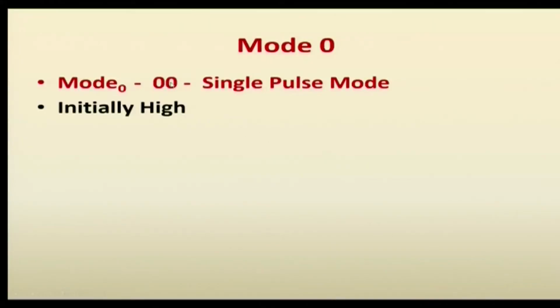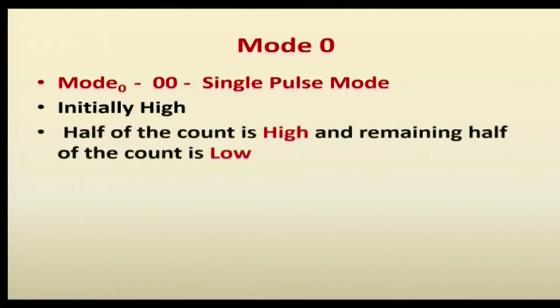Elaborately. Mode 0 is 00, by writing 00 we are selecting mode 0, which is named the single pulse mode. Initially the pulse is high level, then half of the count is high, then the remaining half of the count is low. Suppose you are giving the count value as 10, it means 5 counts are high, 5 counts are low.